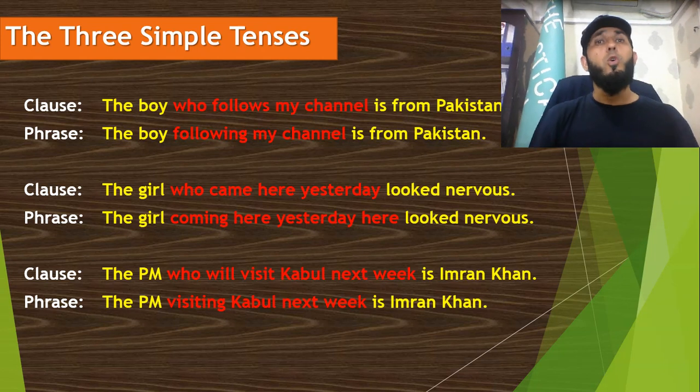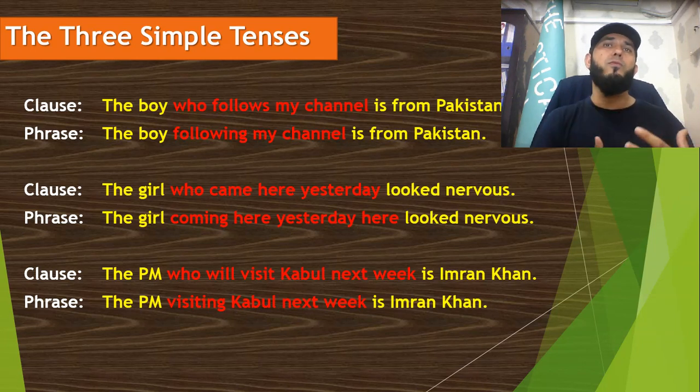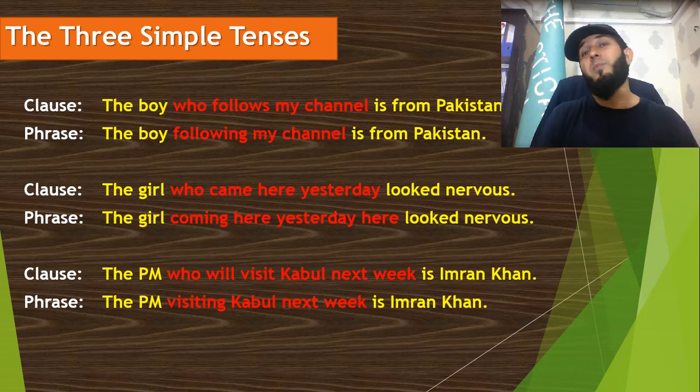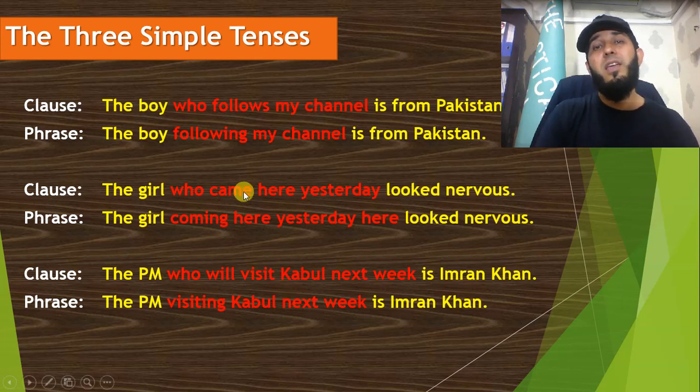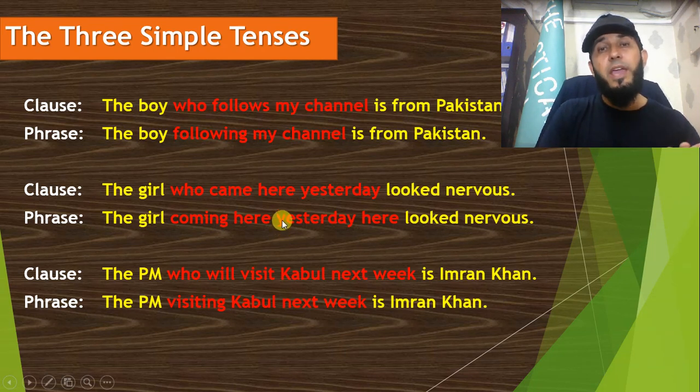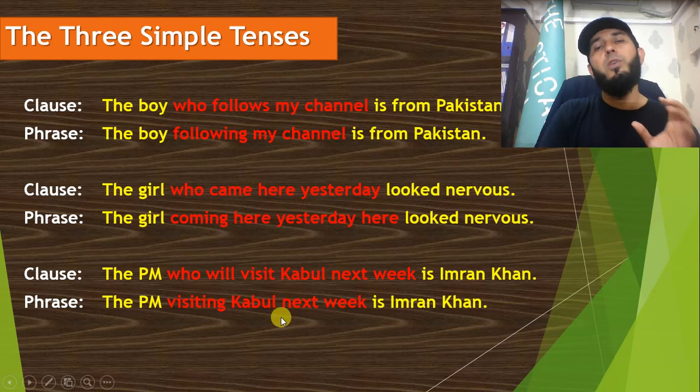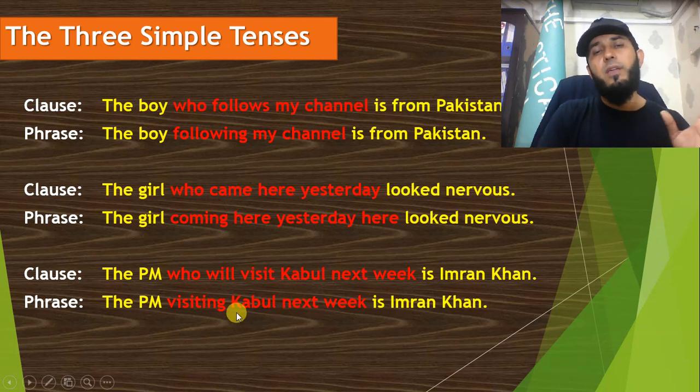So I hope it's clear. If you're wondering how do I know whether this adjective clause was reduced from simple present tense or simple past or simple future? Usually you know that because of a time expression. Like here you see yesterday, so you know that the adjective clause that was reduced was in simple past tense because there's the time expression yesterday, or next week over here. So because of this time expression, you know that this modifying phrase was reduced from an adjective clause that was in simple future tense. So this is how it works.